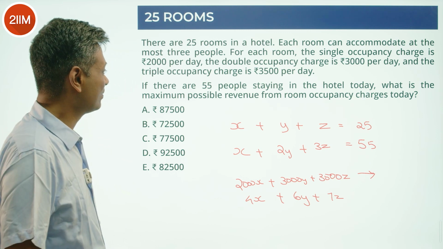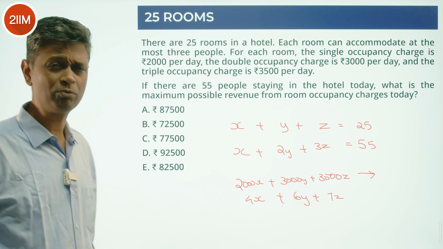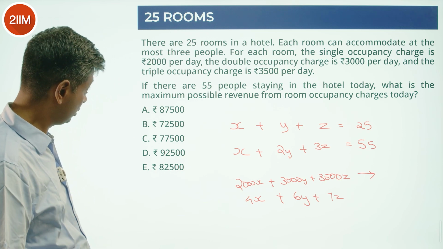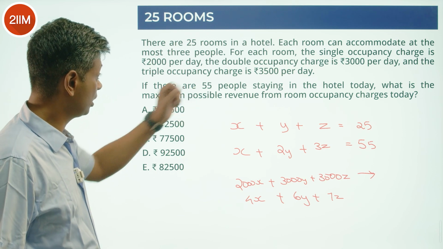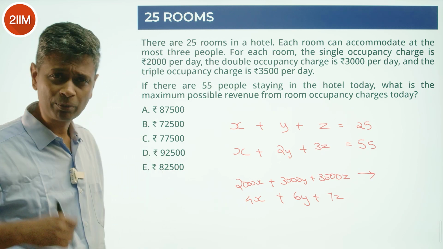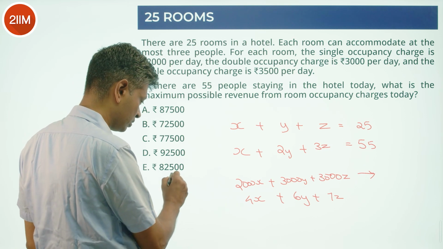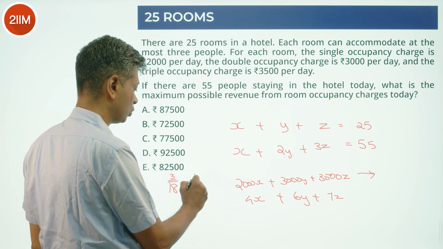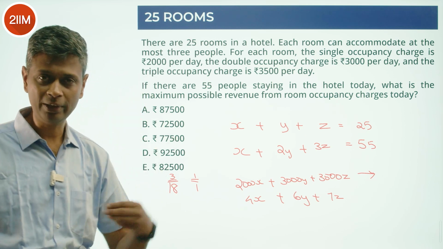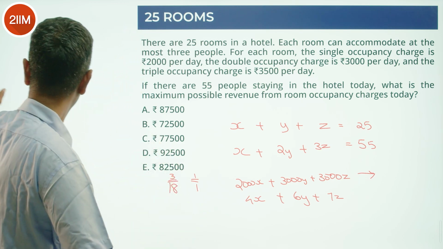Right? So the idea is, let's find some solution and then we work from there. If you have only 55 people, suppose I put everything as triple occupancy, I'll have 18 triple rooms and one single room. 18 into 3, 54 plus 1, but there are 6 rooms that are unoccupied. You make nothing from that. That doesn't really work.